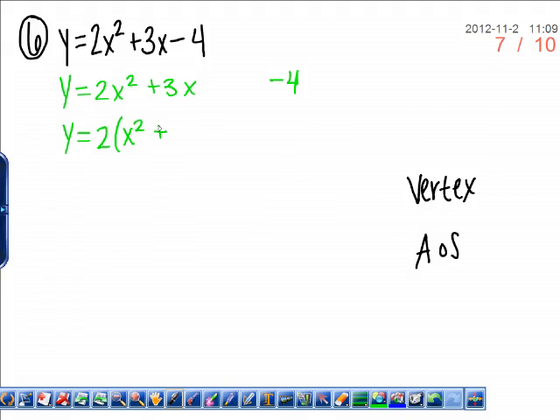Good. Pulling it out is kind of like dividing it, right? You can think about it that way. It's 2x squared divided by 2 is x squared. 3x divided by 2 is 3/2 x. Or you can think 2 times what gives me 3. And 2 times 3/2 gives me 3. So either way you want to think about it. It's 3/2 x and my minus 4.